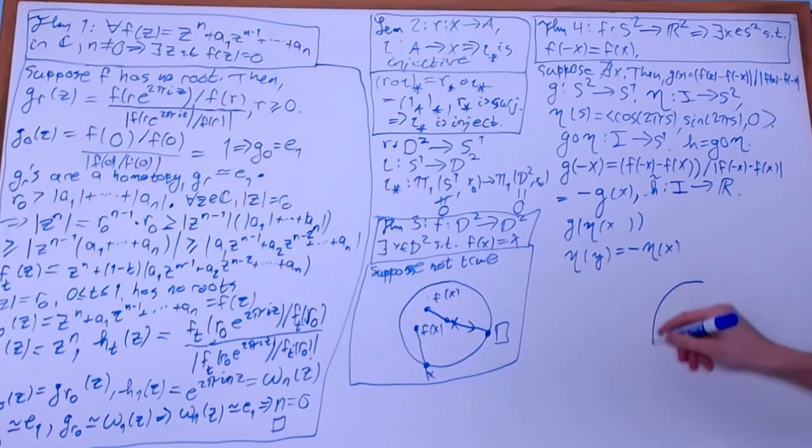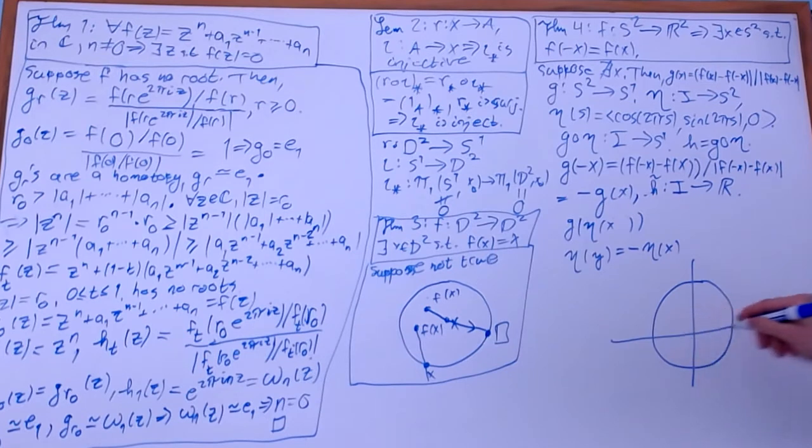Let's go ahead and think about this. If this is our equator, except we're looking at it top down, eta of x just takes you around it normally.